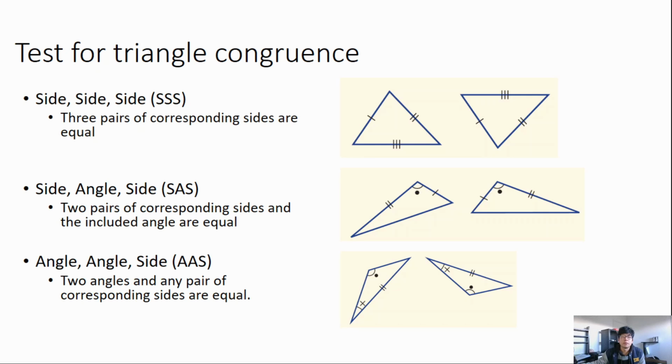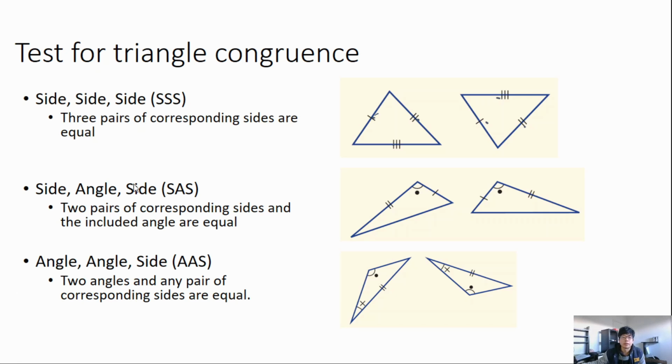Alright, so there are a couple of tests to identify if triangles are congruent. These are the three main ones, and they're known as side, side, side, side, angle, side, and angle, angle, side, and they're often written as acronyms like that. The side, side, side test is when three pairs of corresponding sides are equal. So that means there are three pairs, that's one pair, that's two pairs, and that's three pairs of sides that are the same length. So in this case, these two triangles would be congruent.